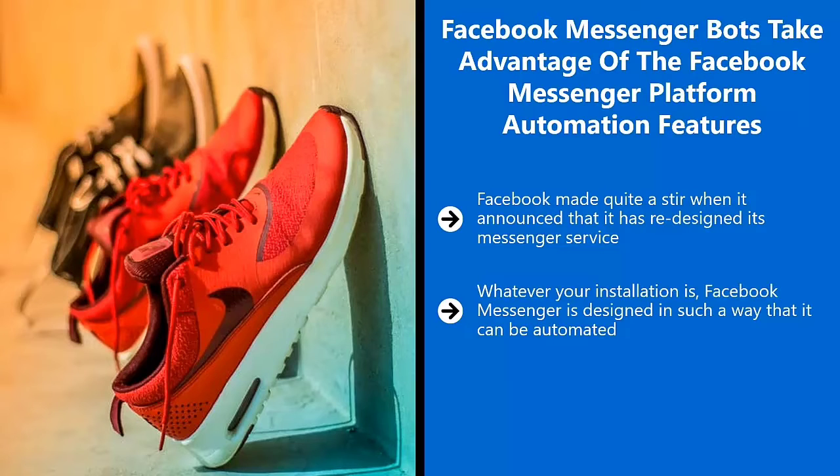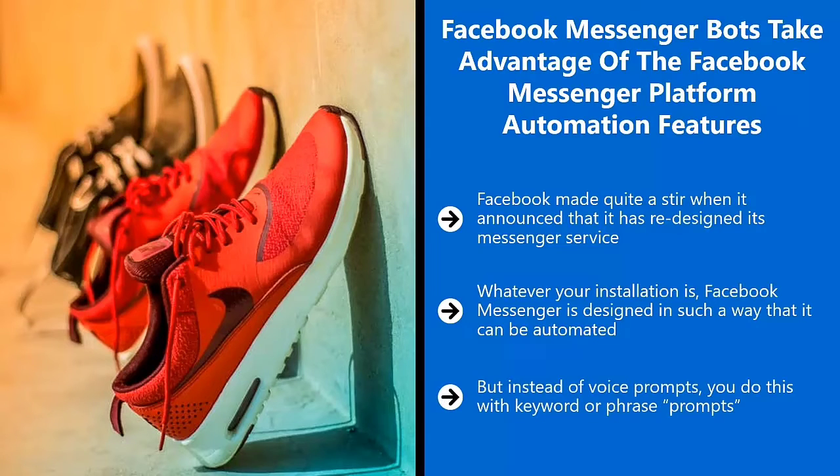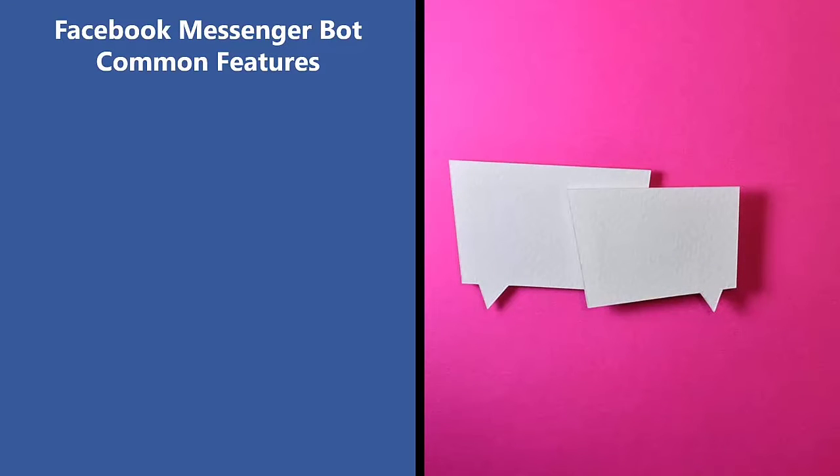It's like calling a customer service number and being asked to press different buttons depending on the nature of your inquiry. But instead of voice prompts, you do this with keyword or phrase prompts. For example, if you run an online shoe store and people are interested in Nike Air shoes with certain attributes, they can type in the brand name and the model or any other identifying information, and then you can set up the Facebook Messenger bot to give your prospective customer key information like availability, price, and variations that may be in stock.